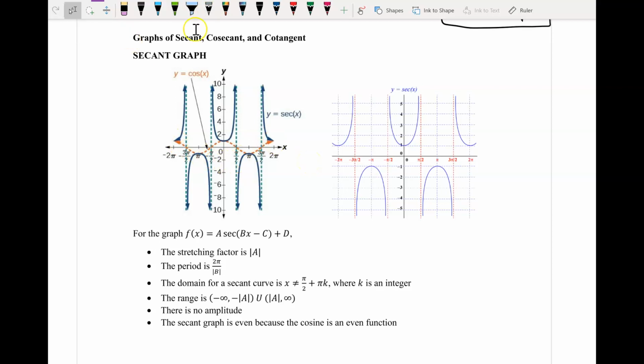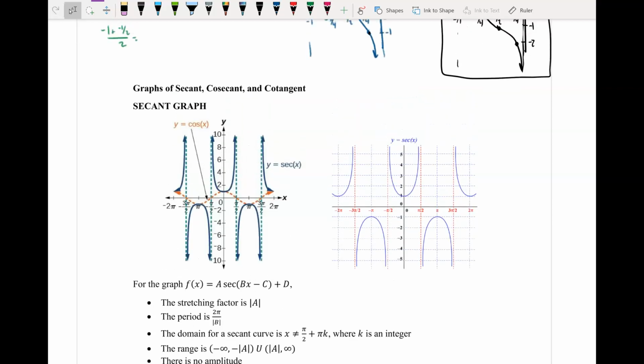So whenever you're dealing with secant and cosecant, one of the really good strategies, regardless of whatever the graph looks like, is this: at least for secant, I like to write the cosine curve first. And then for cosecant, I like to graph the sine curve first. Cotangent's a little bit of a different story.